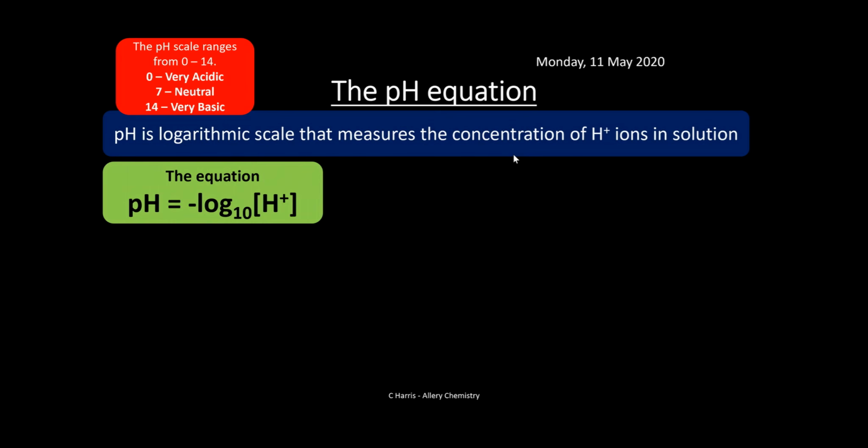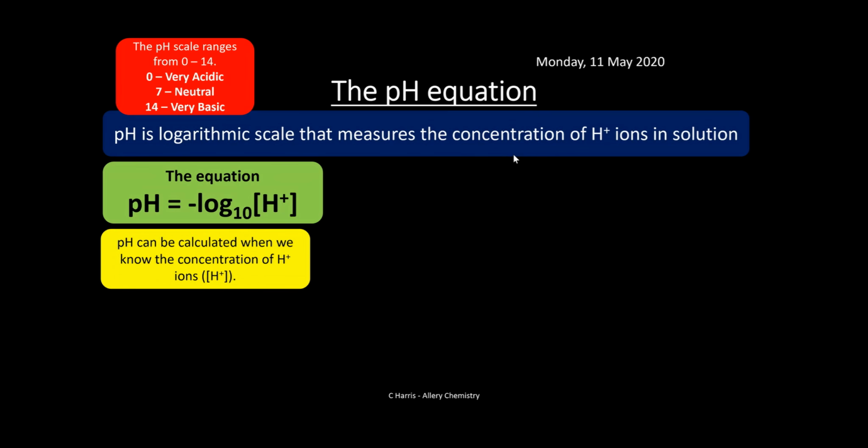So the equation we need to know to work out pH is pH = -log[H+]. Here's a little thing to remember it: the p means minus log, because you're going to see this later on. The H bit stands for H+. So pH is basically the minus log of H+ ions, that's where pH comes from. pH can be calculated when we know the concentration of H+ ions.